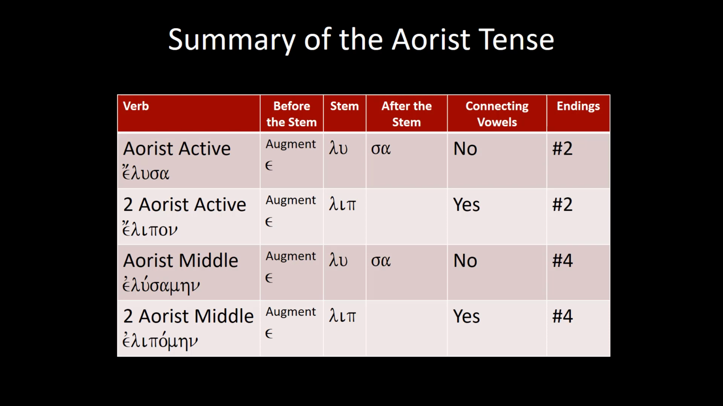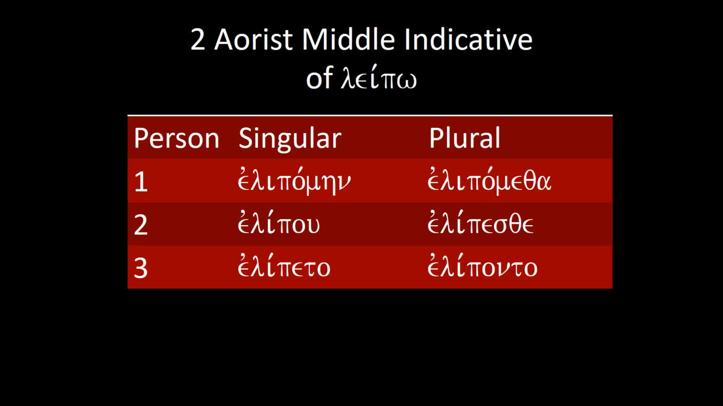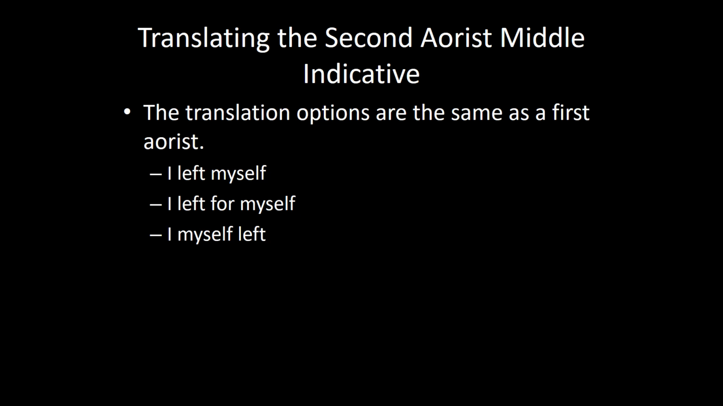Well, how about a second aorist middle? Second aorist middle, the big deal is going to be stem change plus number 4 endings. So notice, just like the second aorist active, we had stem change. Second aorist middle, we have stem change. Looks like this. Elipomen, elipou, elipeto, elipometha, elipesthe, elipdonto. I left myself, I left for myself, I myself left.